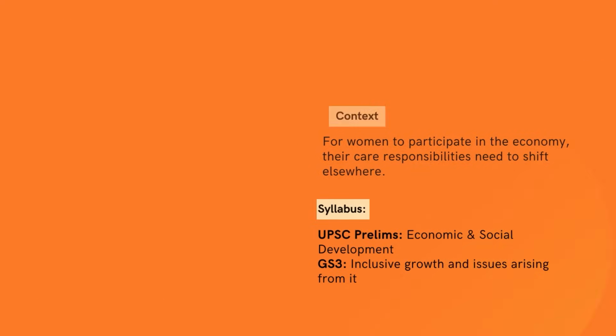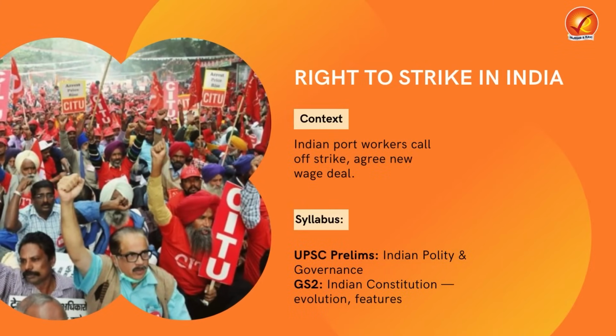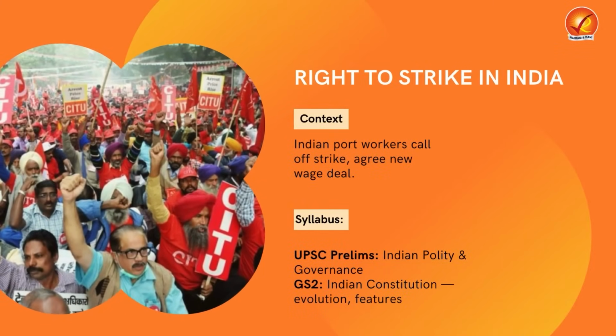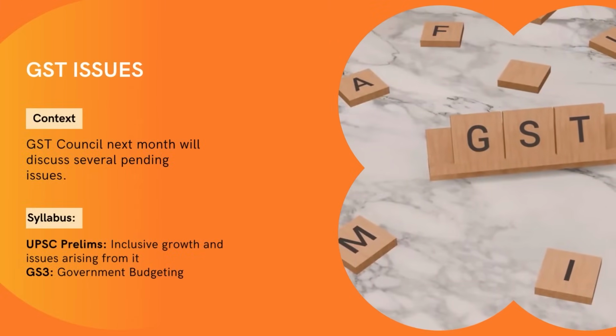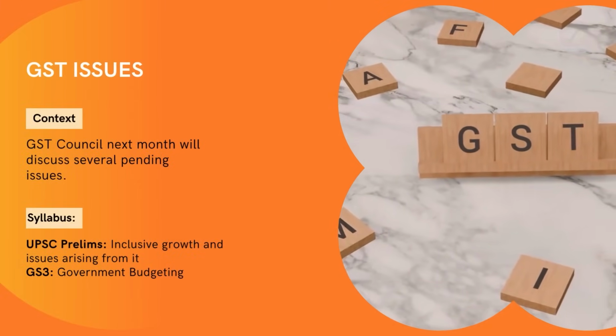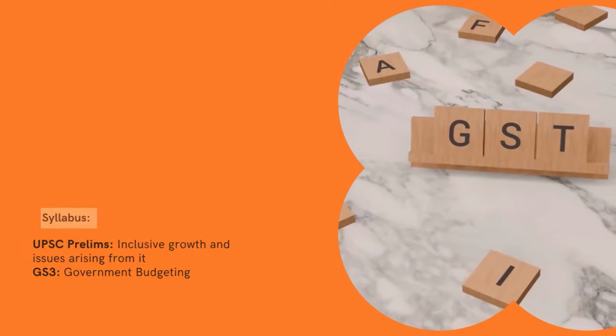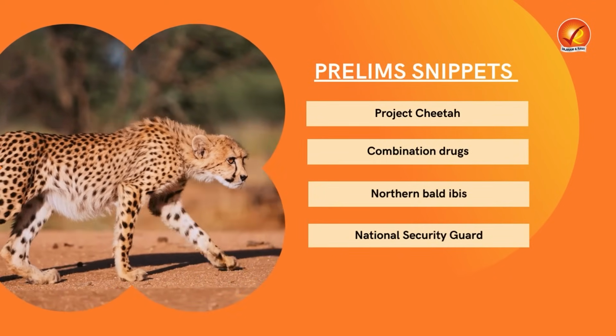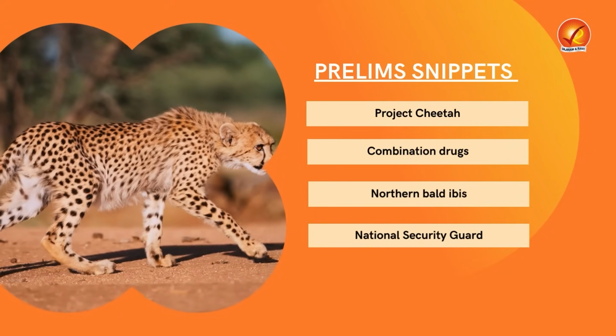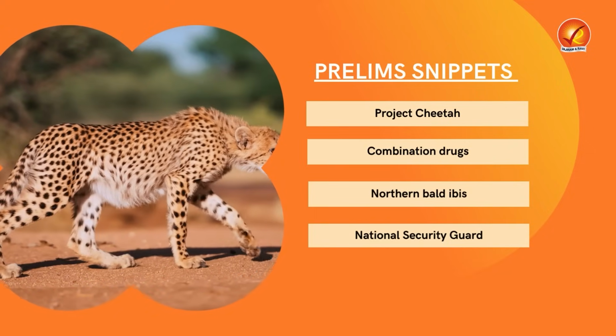In the fourth article, we'll be looking into the various aspects of the right to strike and the related rights in our country. In the fifth article, we'll be looking into the various aspects of GST and some of the issues which are ongoing. In the last part, we'll be discussing some of the most important prelims snippets, where we'll be covering news in shorts, which will be very important for your prelims examination.